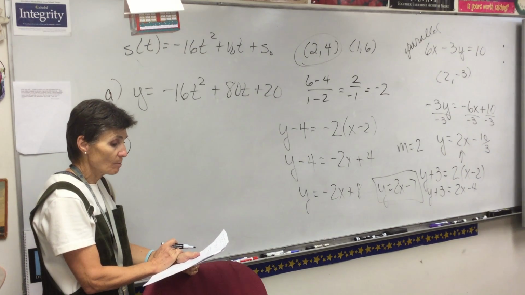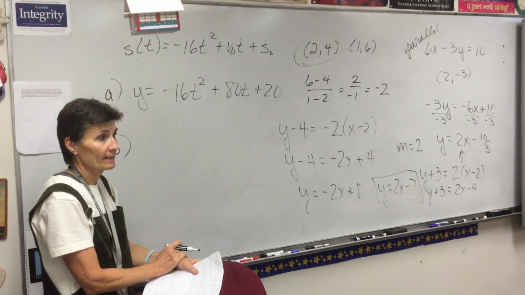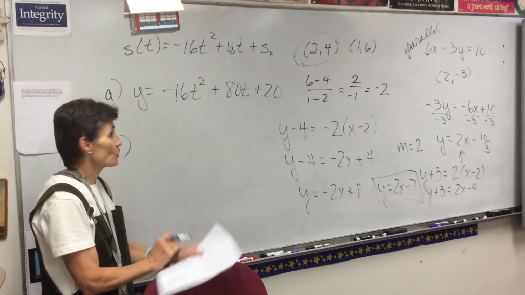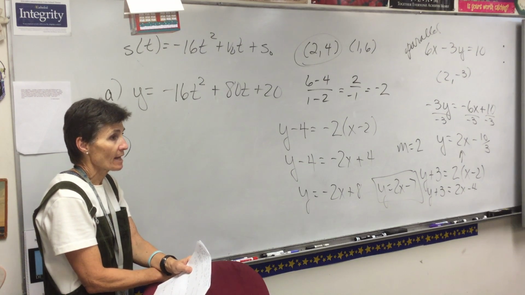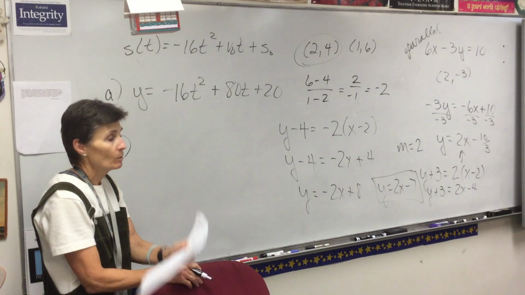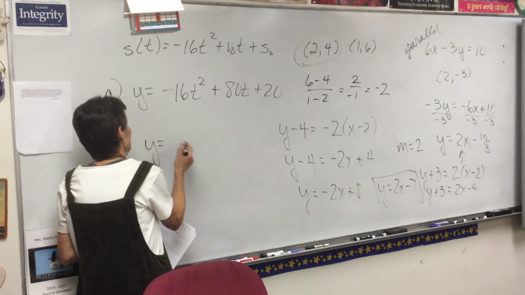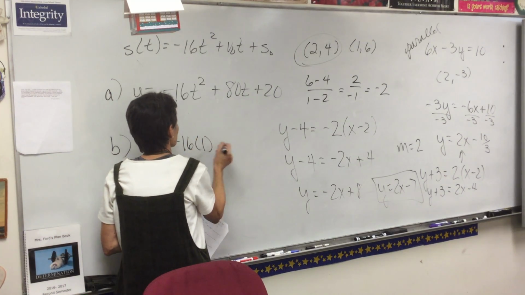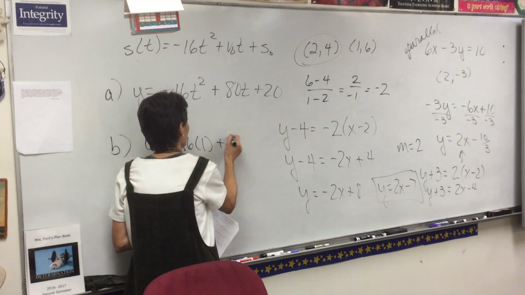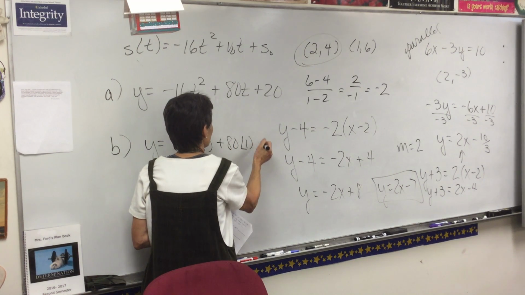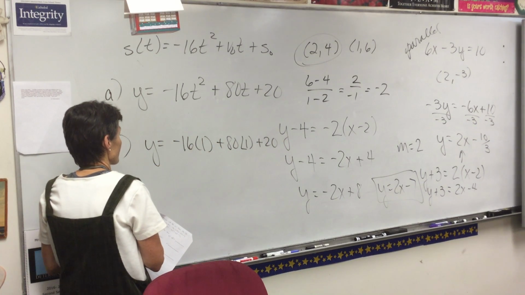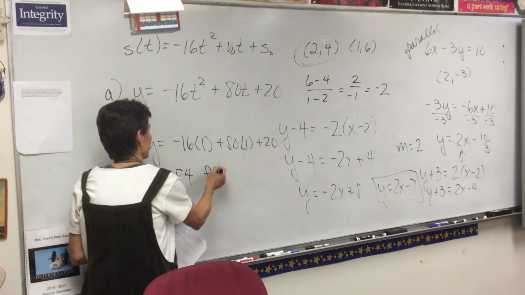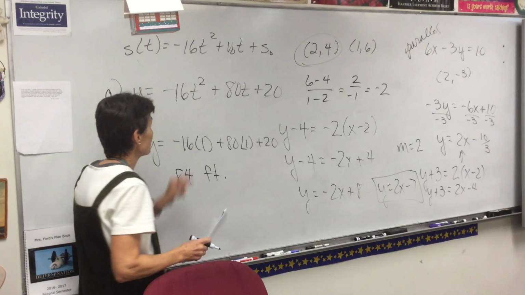How high is the ball after 1 second? So we're going to use this equation. And what are we going to do? 1 second. Where does that go? Goes in for t. So negative 16 times 1 plus 80 times 1 plus 20. I'm just putting 1 in for the t's. So that looks like 84 feet, if I did my arithmetic right.